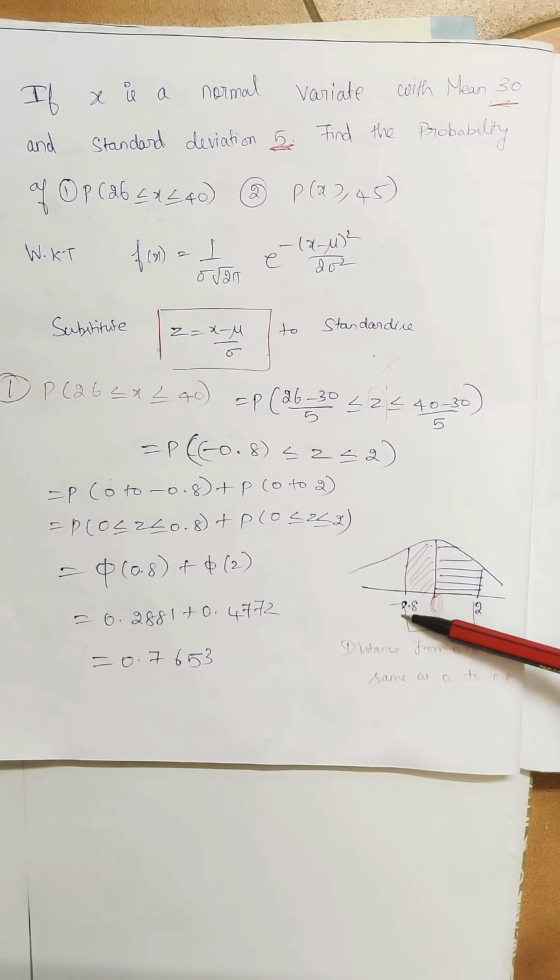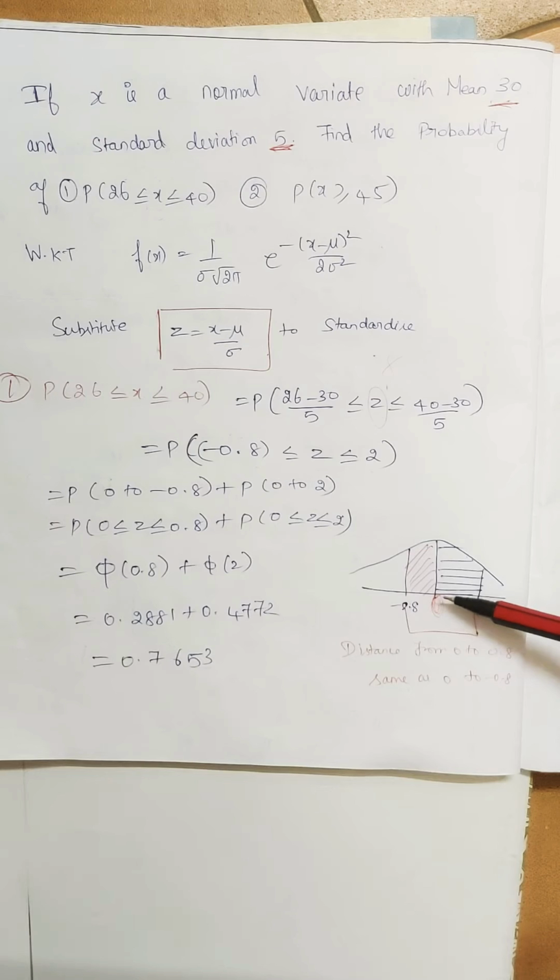So your area is from minus 0.8 to 2. We are splitting this as 0 to minus 0.8 plus 0 to 2. So we got this.